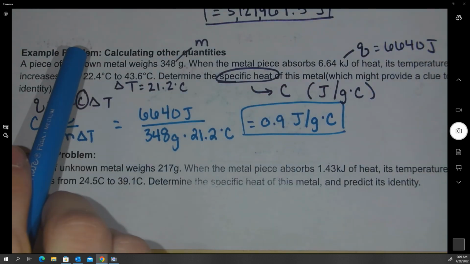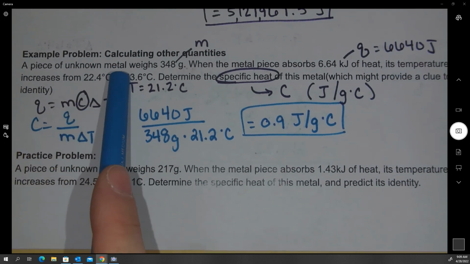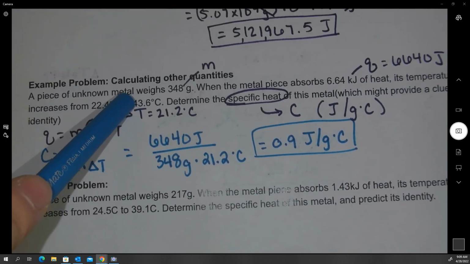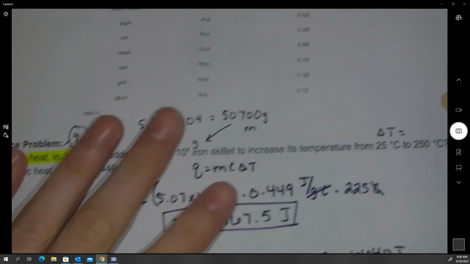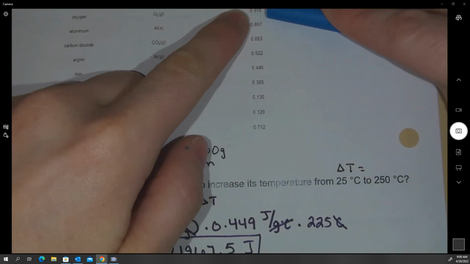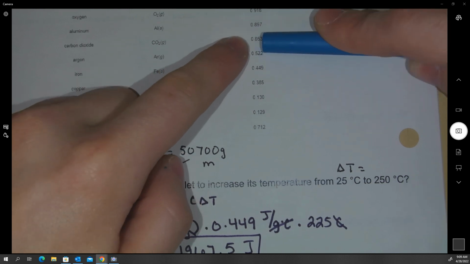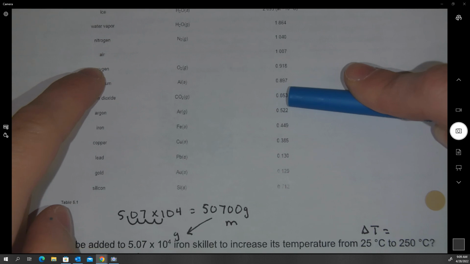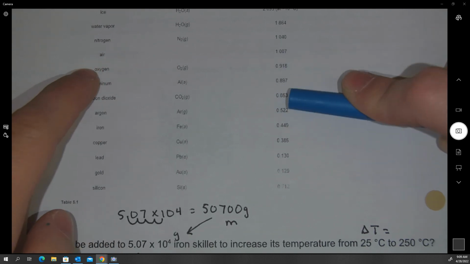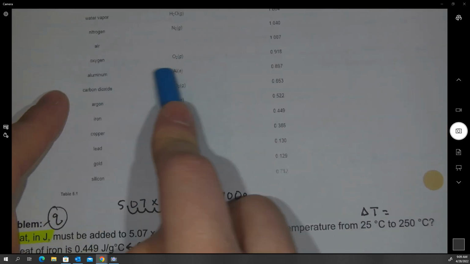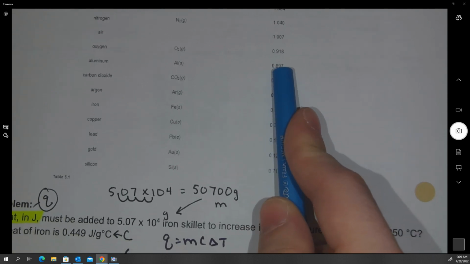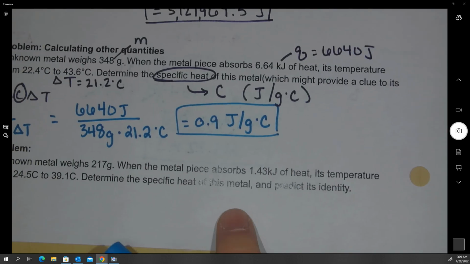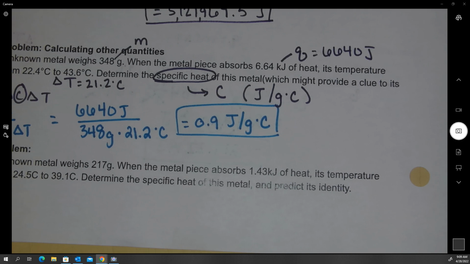Now this said that this is an unknown metal. So metal is going to be what type of substance? Solid, liquid, or gas? Solid. So we're going to look for around 0.9. We've got a 0.918, we've got a 0.897, and a 0.853. We've got carbon dioxide and gaseous oxygen, so we know neither of those. Aluminum is a metal and it's 0.897. So could we agree that this substance is most likely aluminum? It is.